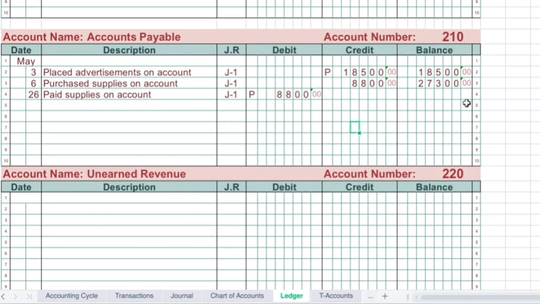Okay, 8,800. So, mababawasan na yung balance natin for accounts payable. So, 27,300 minus 8,800, we have 18,500. So, yung utang na lang natin nung May 3 yung natitira, kasi binayaran na natin yung utang nung May 6.